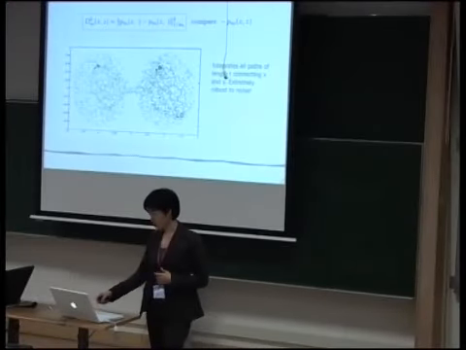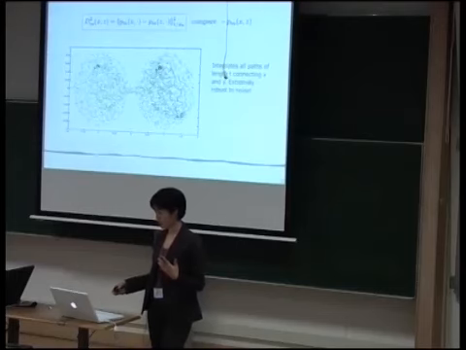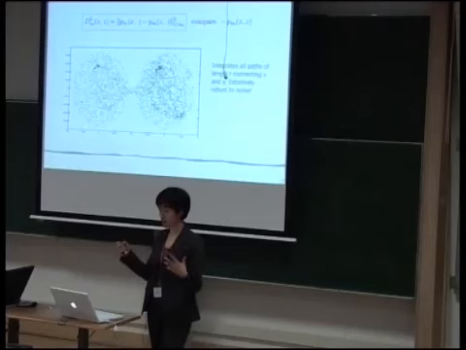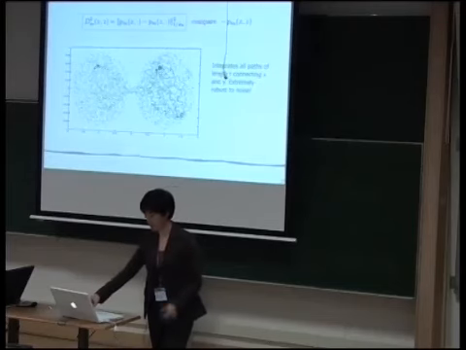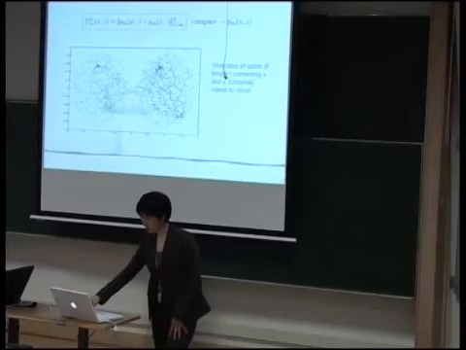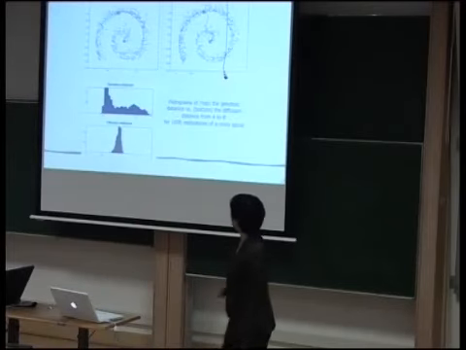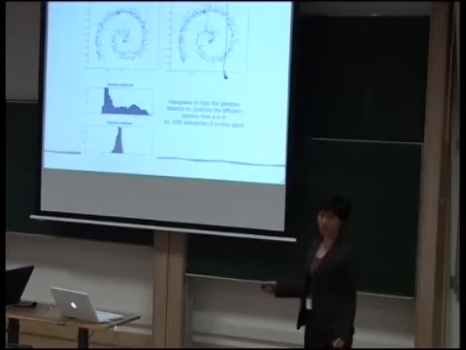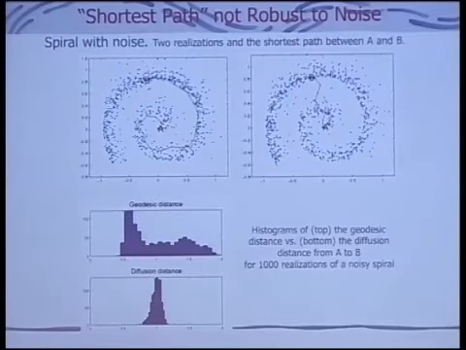Now people often ask, when you learn the geometry of data, why don't you just look at the geodesic distance? Well, the geodesic distance, or the shortest path, is not robust to noise. Here's an example to show what I mean by robustness. Take a spiral with noise, where we want to measure the distance between A and B along the spiral direction. But if you look at the geodesic distance, you're often taking shortcuts because of the noise.